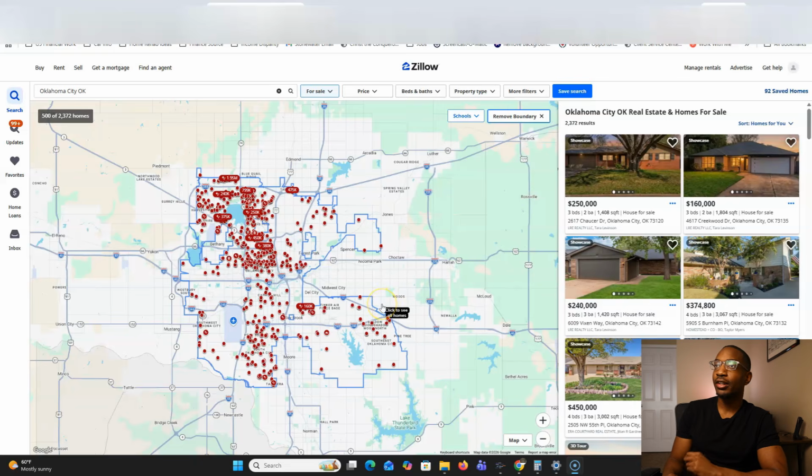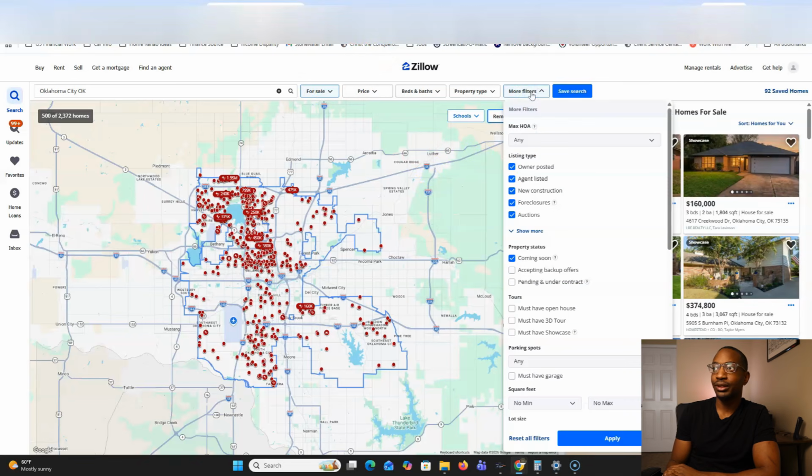7 Zillow filters to find wholesale deals in your real estate business. All right, so I'm here on Zillow and I picked a random city, Oklahoma City, Oklahoma, and I just put for sale. Now, these are the 7 filters I would use in order to wholesale real estate using the MLS, using Zillow, using Realtor.